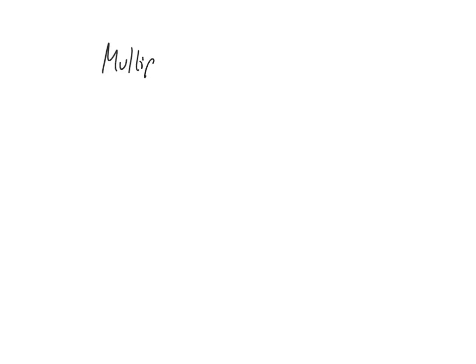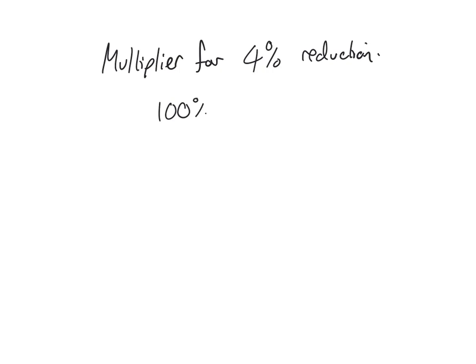Okay, for question 7a, dealing with multipliers. In particular, a multiplier for a 4% reduction. If we take away 4% from 100%, we get 96%. So if we find 96% of something, it's like reducing it by 4%. And we do this by multiplying by 0.96.